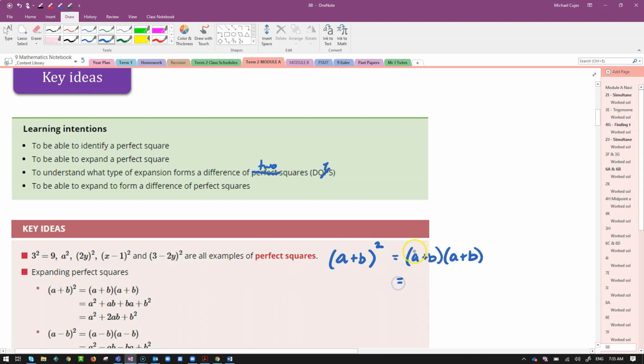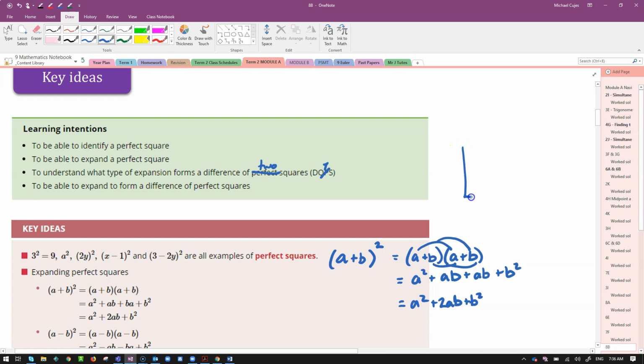Using our expansion rules, everything in the first bracket multiplies everything in the second bracket. We've got a times a is a squared, a times b is ab, b times a, I could write it as ba, but I'll write it as ab to keep the same alphabetical format, and b times b is b squared. We end up with a squared plus 2ab plus b squared.